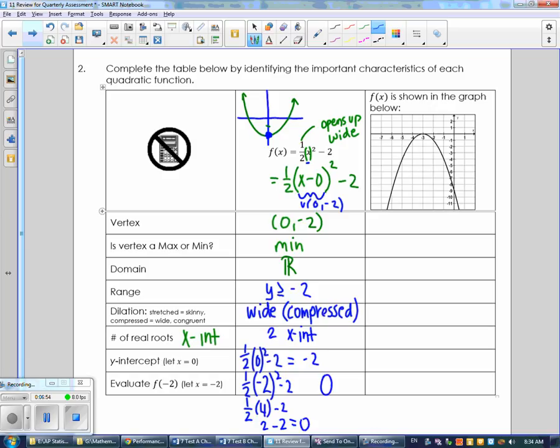So this is a problem that you have to do without the calculator, and it's something that you are quite capable of. All right, so that takes care of all the characteristics for the first function.